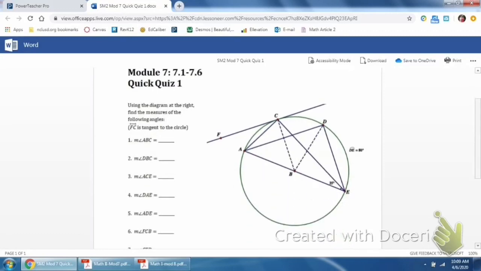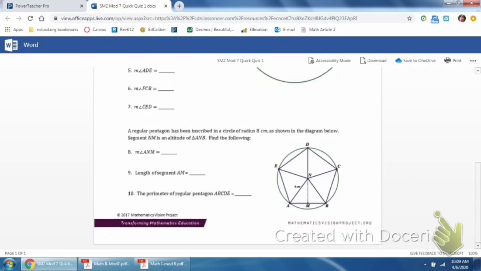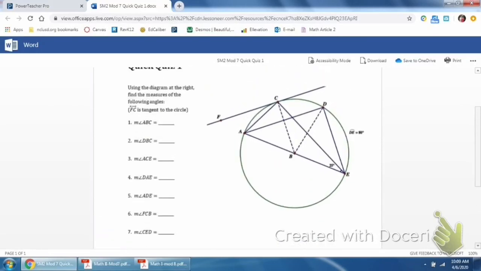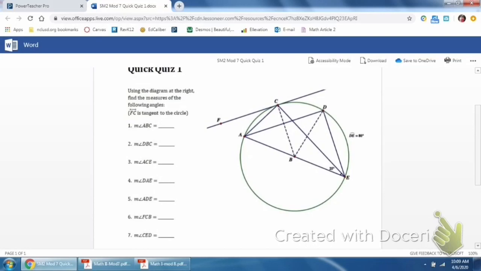The rest of it, the last part, is where you have a regular pentagon, I think. You're having to find the area, or they ask you for the perimeter, and then one of the angles, and then one of the sides, or half of one of the sides. Okay, so the first part should look pretty familiar.